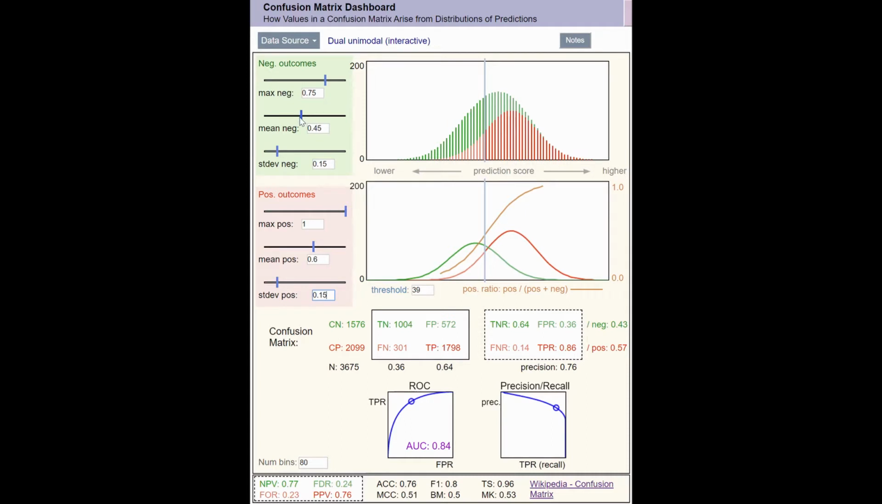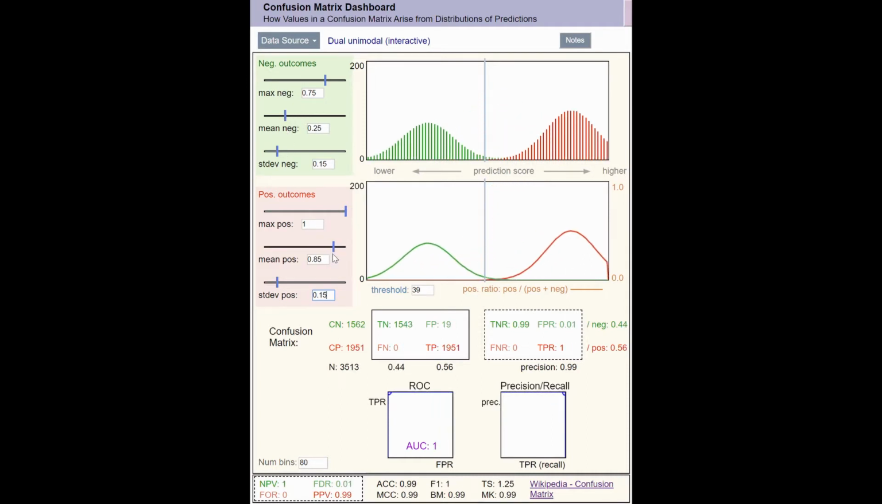When the positive and negative distributions are perfectly separated, then the false positives and false negatives can be eliminated if we put the decision threshold between them. This leaves only correct predictions, the true positives and true negatives.